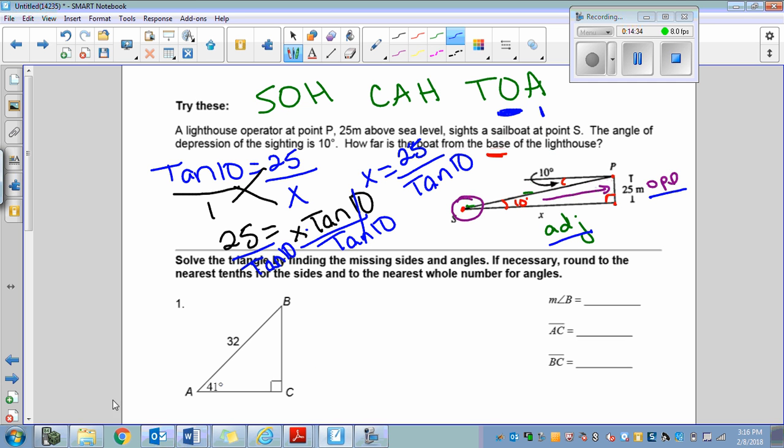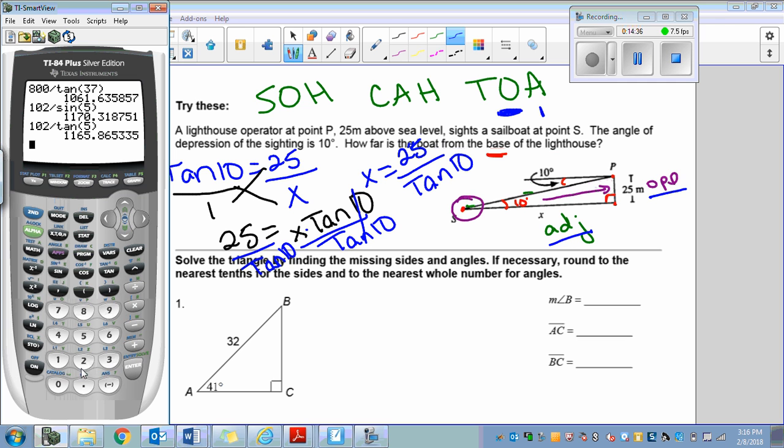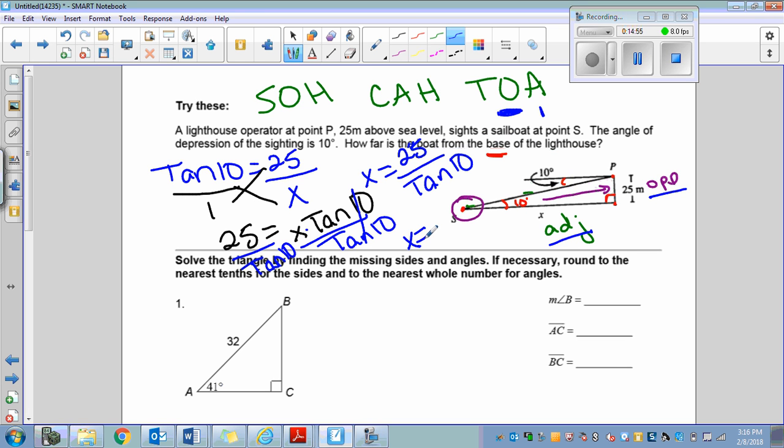All right, so let's get out our calculator. I'm going to show you how to plug it in. We have 25 on top. Don't forget, we're going to divide in this case, division, and then tangent of 10. And we're getting X equals 141 point. The 8 turns the 7 into an 8. We round up. So X equals 141.8, I hope. And that is meters. You're done. That's it. That's all they asked us for.